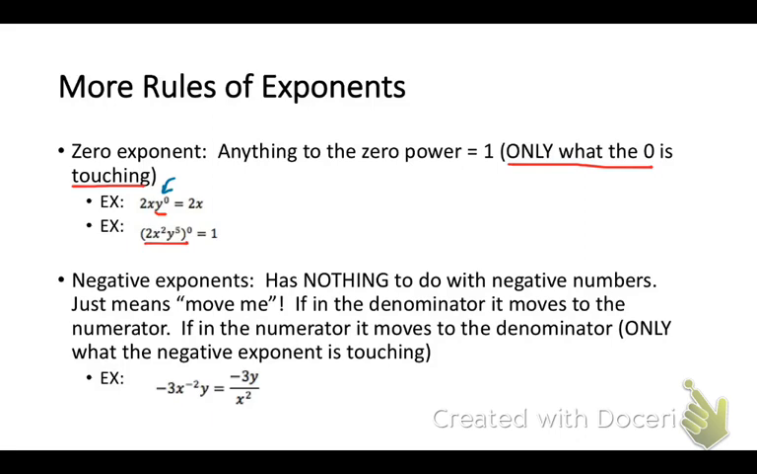Now with negative exponents, remember, they have nothing to do with negative numbers. A negative exponent just simply means move me. So if I'm in the numerator, move me to the denominator and make me positive. If I'm in the denominator, move me to the numerator and make me positive. So in this example, only x to the negative 2 gets moved down to the denominator. The negative 3 in the front and the y at the end are unaffected. They will stay in the numerator.